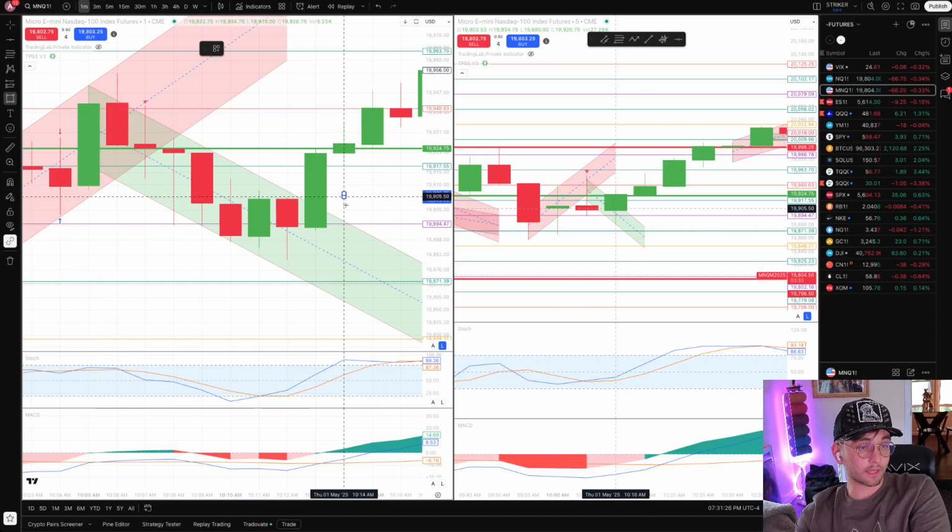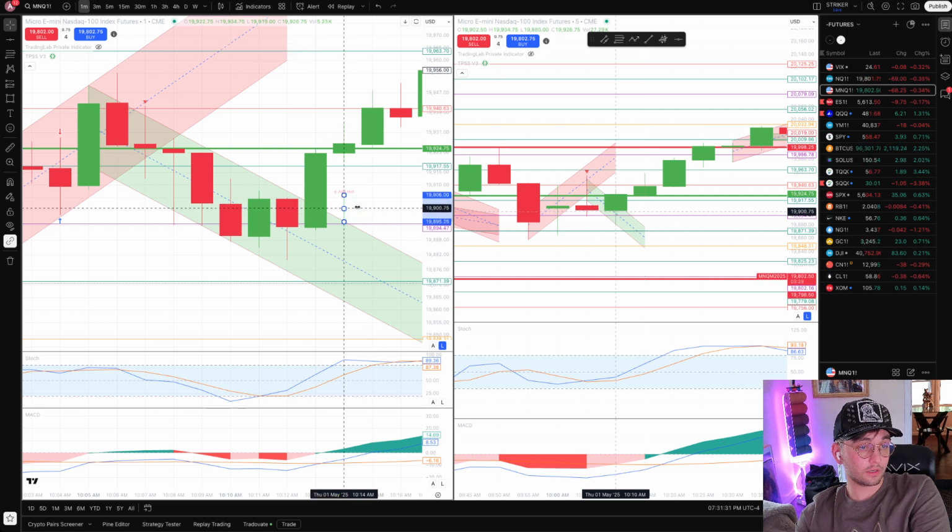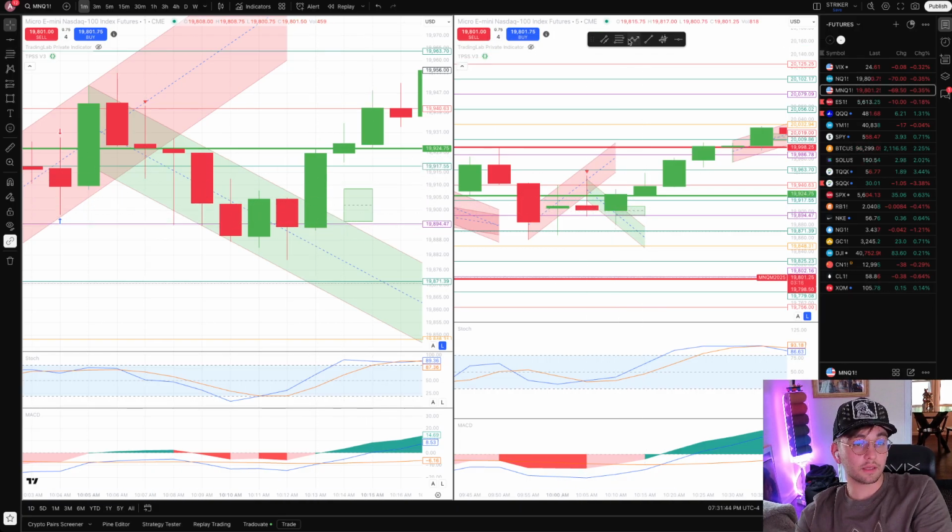We usually want to wait for another candle afterwards, something like this. If this was the body of a candle, to confirm that we're holding here, something like this.